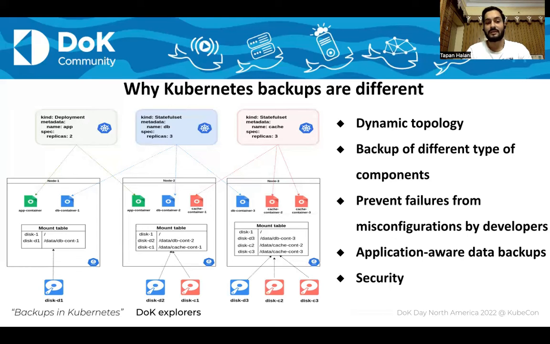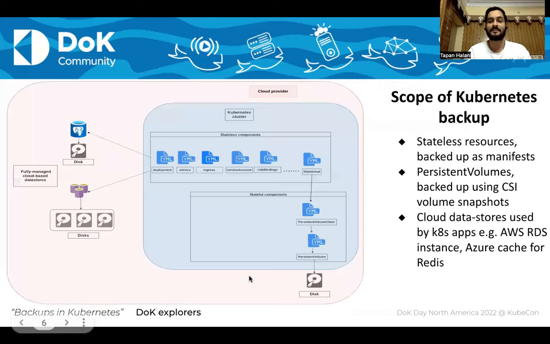So now that we know the differences between traditional and Kubernetes native backups, let's move to the different components which should be a part of the Kubernetes backup. What we see here is a functional view of a Kubernetes backup. We see here stateless Kubernetes resources, which can be backed up as live manifests. Stateful Kubernetes resources like persistent volumes, which basically represent cloud storage such as hard disks, are backed up as CSI volume snapshots. But there's an important third component.